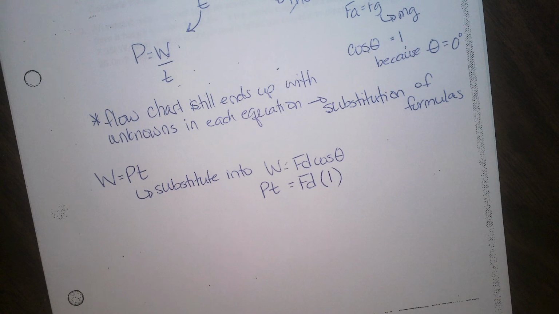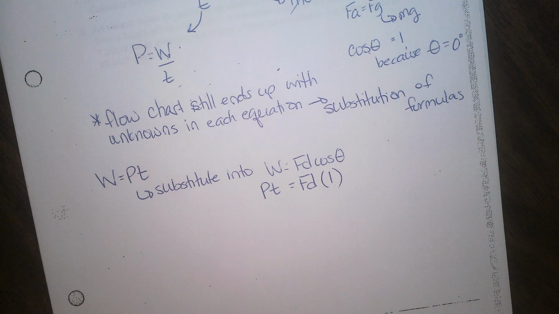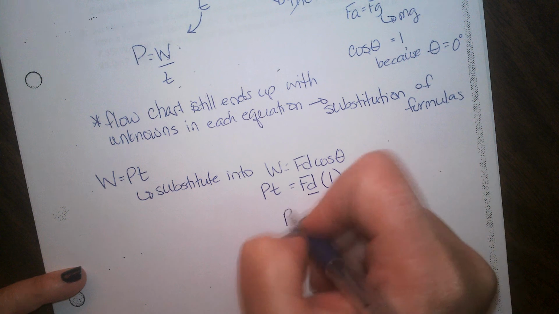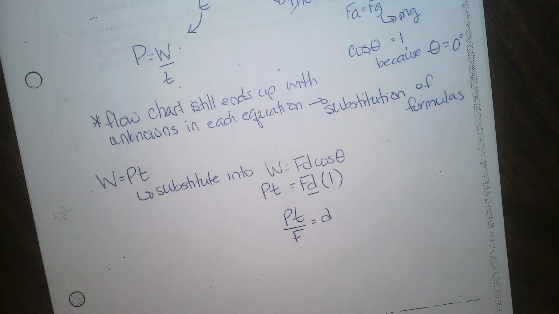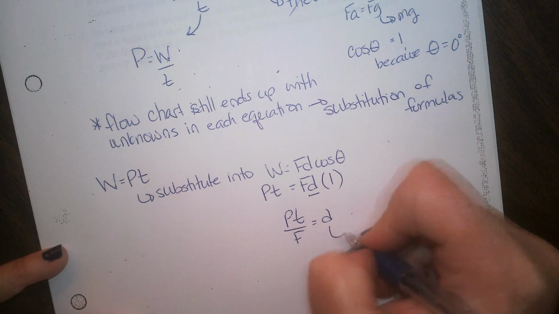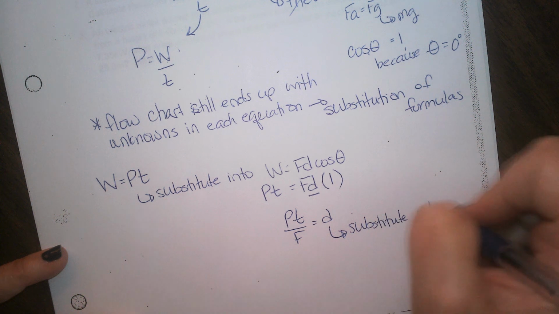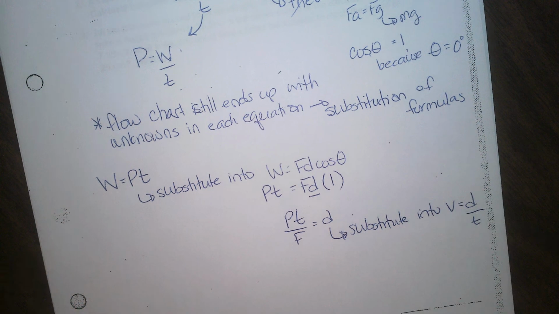Now, what is the other piece of information that we don't have out of all of this that we said up here was missing? Distance. Okay, let's solve for distance. PT over F is equal to distance. Okay, now we're going to put that back into our velocity is equal to distance over time formula.